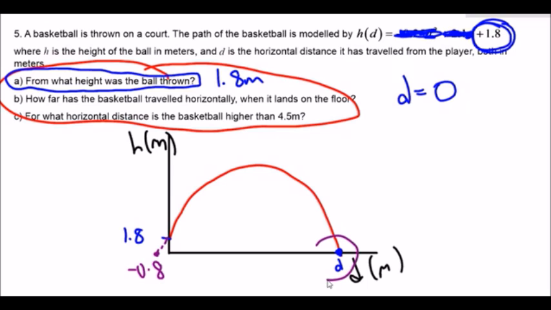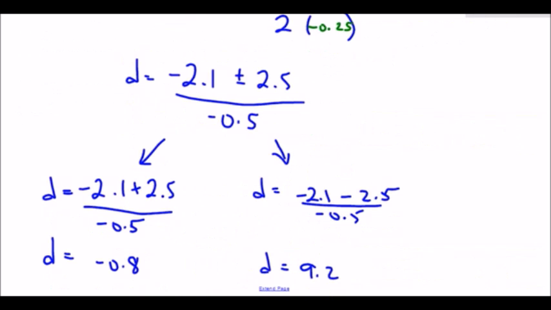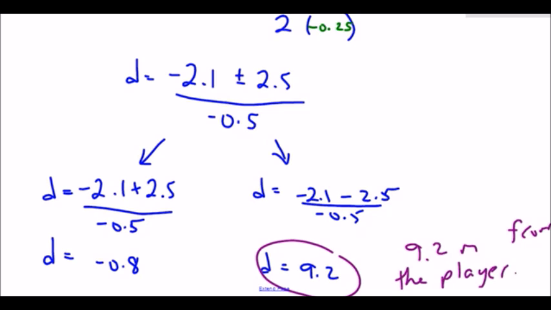The one that I want is the positive root over here, which was at 9.2. So my answer is that the ball traveled 9.2 meters before it hit the ground. So 9.2 meters from the player who threw it is when it hit the ground.